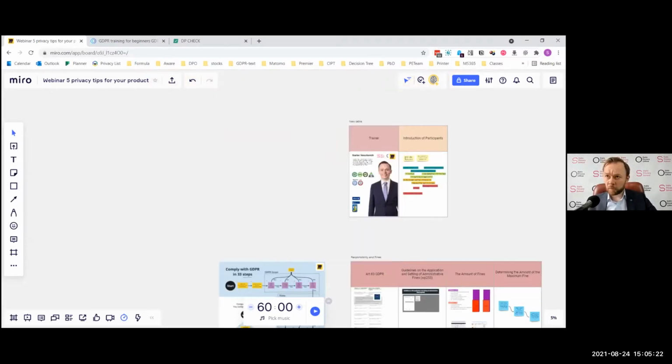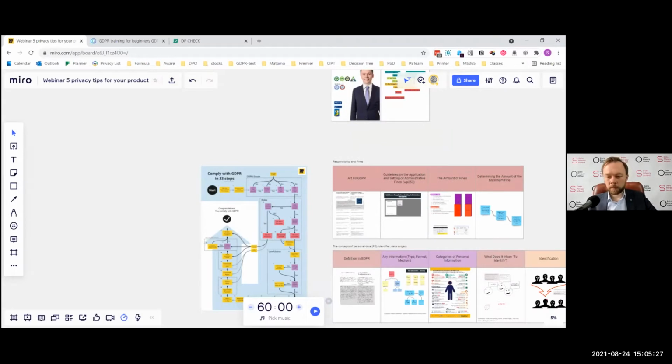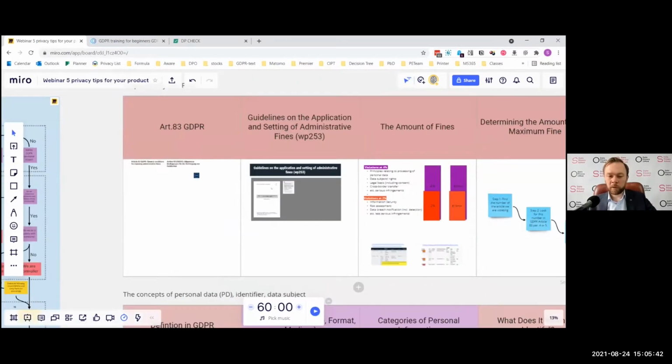Let's move to today's topic. Today, we're gonna see the five most useful hints that might be useful while developing your software product. But first, we'll speak about the motivation for the business to comply with the GDPR.